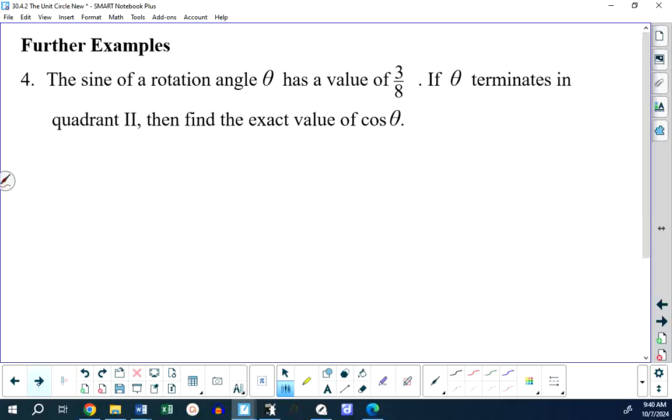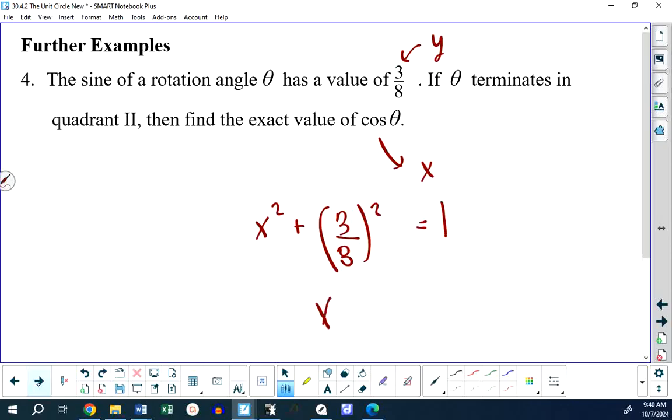Well, the same kind of thing here. It's changing a little bit. This is the y coordinate, and you're asked for the x coordinate. The interpretation here is that since you're told sine of theta is 3/8, and it's on the unit circle, that means that the y coordinate is 3/8. So we can write x squared plus 3/8 squared equals 1.